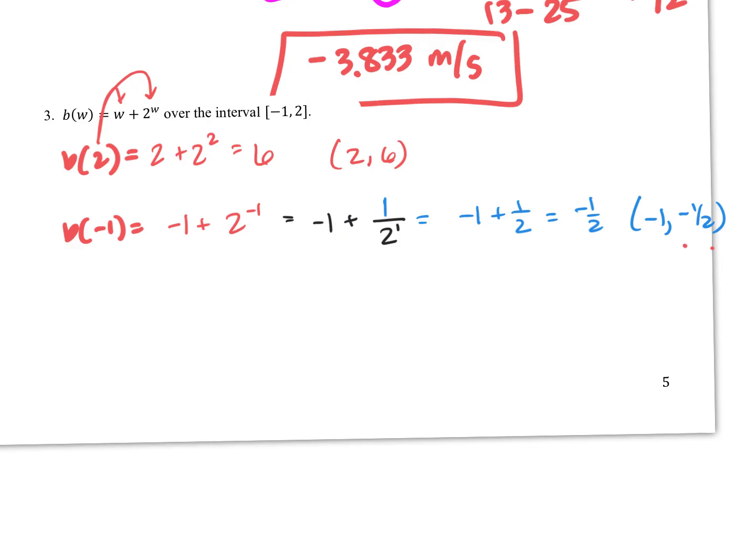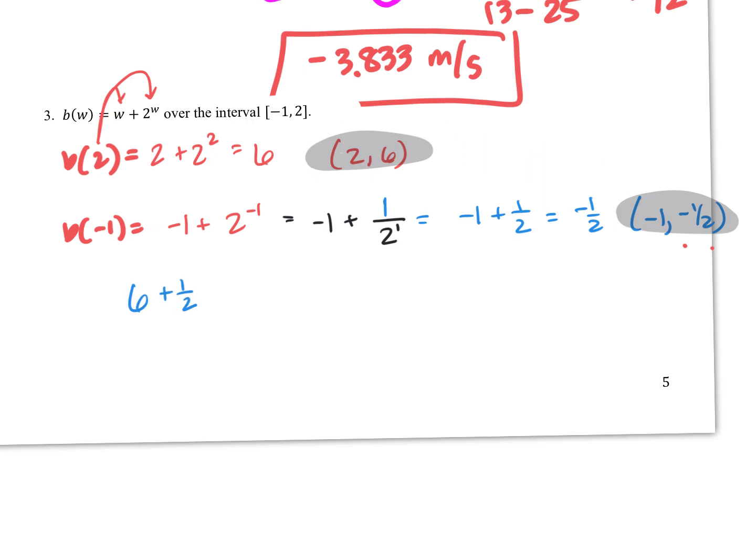Okay, what then, how can I find my slope now? What would be my y minus y? Cole, you got it, bud? Oh, I'm sorry, I thought you put your hand up. What could be my y minus y over x minus x now that I have these 2 points? 6 minus negative half.